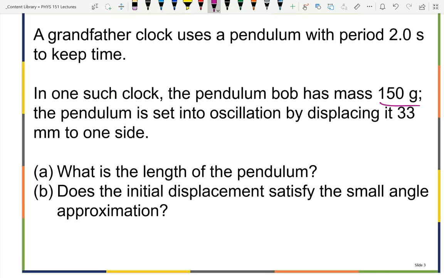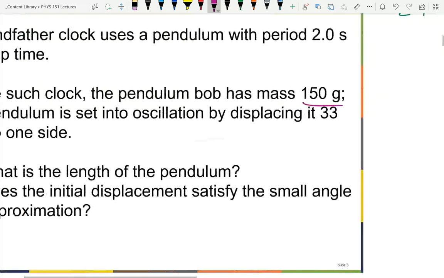Now this is a typical kind of physics problem. It doesn't give you any explanation of how to get there. It just gives you the facts, like Joe Friday, and asks you to find a conclusion. So how does the length of the pendulum relate to the information we have?